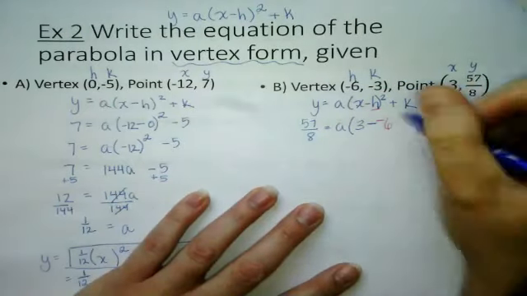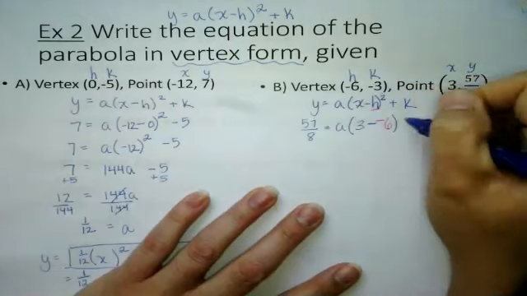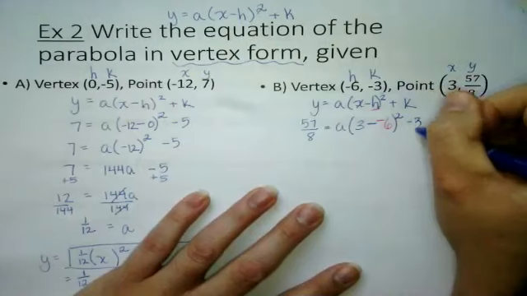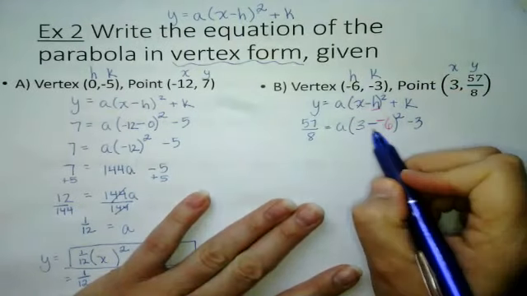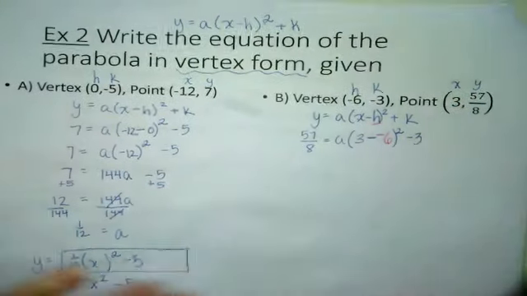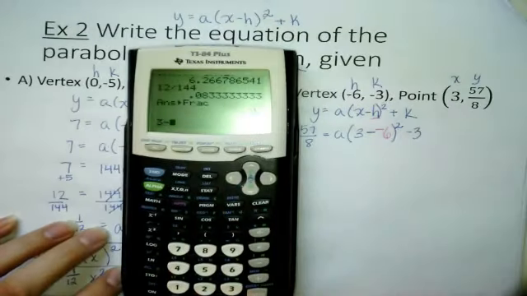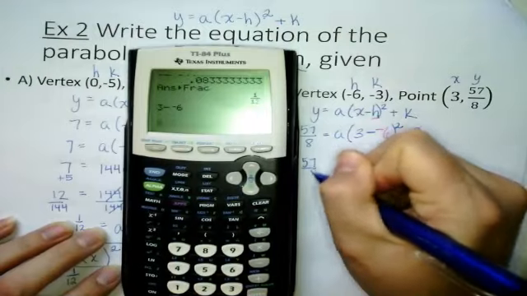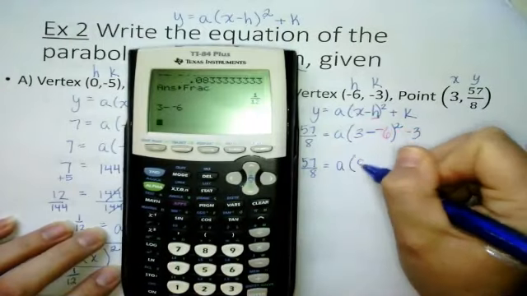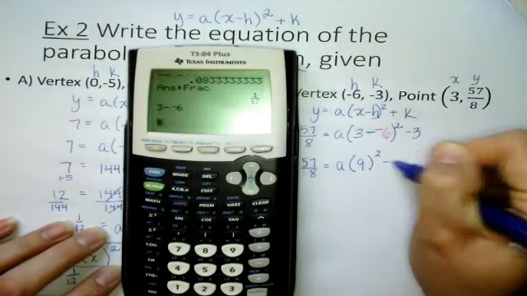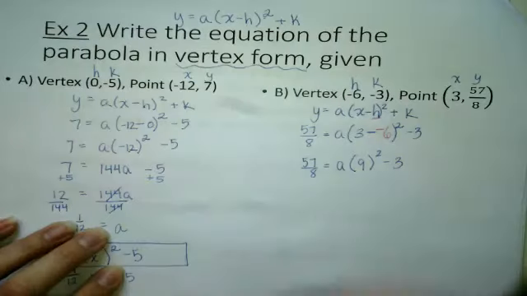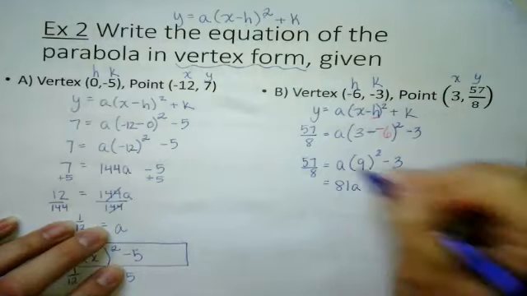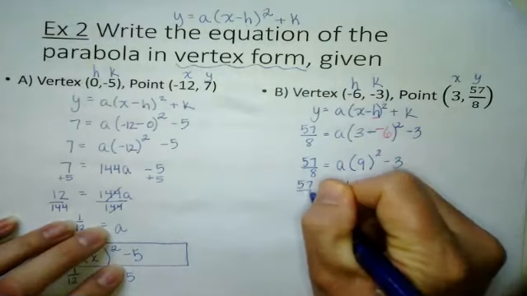So when you do that, be very, very careful. Don't forget that you've got to square all that stuff. And then plus the k, plus a negative 3 is just a negative 3. So again, this minus a negative, you can use your calculator, 3 minus a negative 6 to figure out what's inside those parentheses is 9. Minus a negative turns to plus. And then this is 9 being squared. So 9 squared is 81. That turns out to be 81 times a. Minus 3 is 57 over 8.